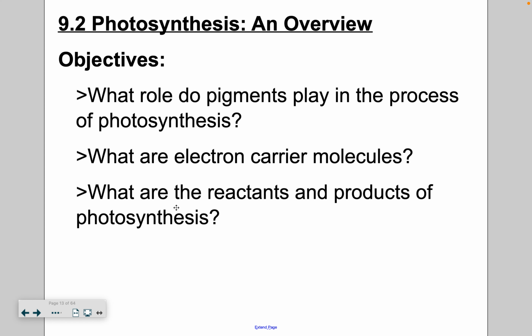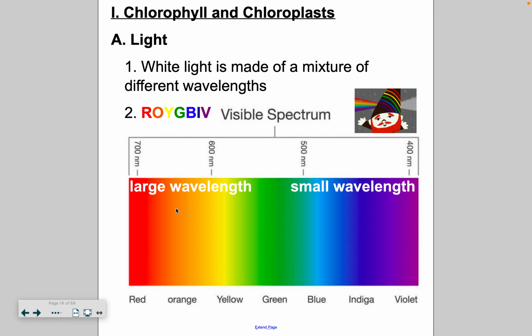Okay, in this lecture, I'm going to cover section 9.2, photosynthesis an overview, and it's quite lengthy. So I'm going to talk a little bit about pigments and how they play a role in photosynthesis, and talk about something called electron carrier molecules. That's probably going to be a new concept for you. And then finally, what are the reactants and products of photosynthesis? So those are just some of the objectives that we'll cover.